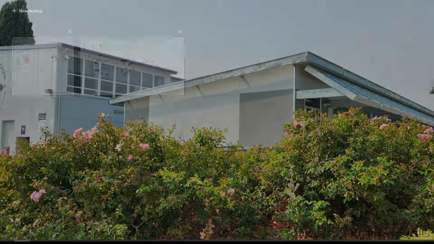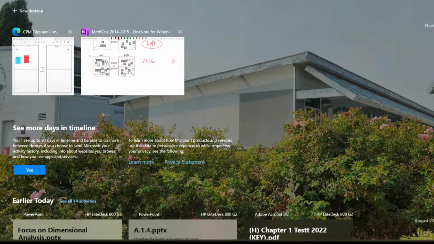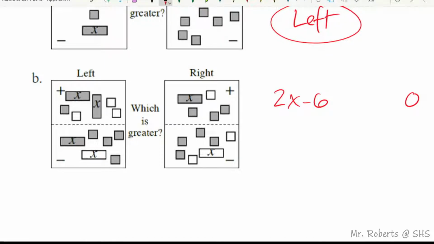0 could be larger. So, maybe we should come up with an example. For example, if x was the number 0, then I'd say, oh, -6 and 0, then the 0 would be larger. But if x was like the number 5, then it'd become 10 minus 6, which would be 4, and 4 would be greater than 0. So I don't know which side's bigger, right? It's hard for me to tell because I don't know what x is. So because I don't know what x is, either the left or right hand side could be bigger.